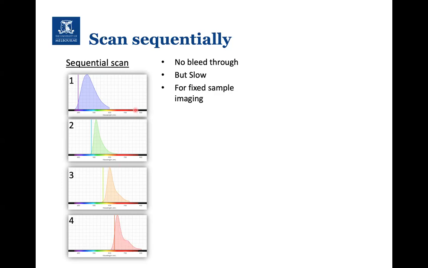So the nice thing here is we don't have any bleed through, or we have minimal bleed through, because we're catching individual channels. The downside is it's 4 times slower than the previous example. So normally for fixed sample imaging, or live sample if your samples aren't moving around too fast, this will give you, in most instances, the cleanest imaging setup.